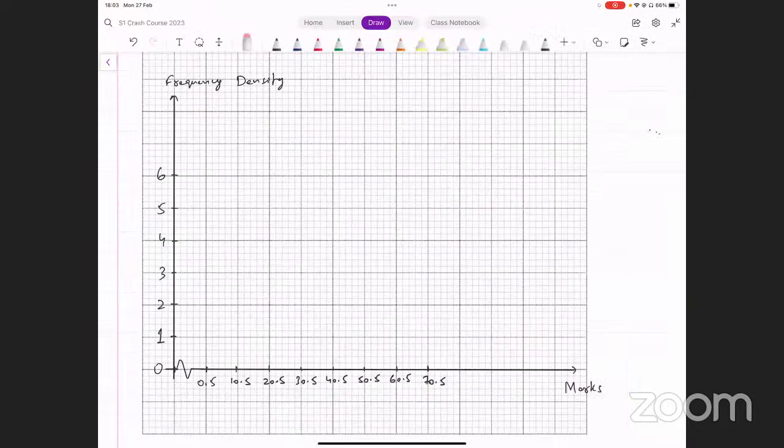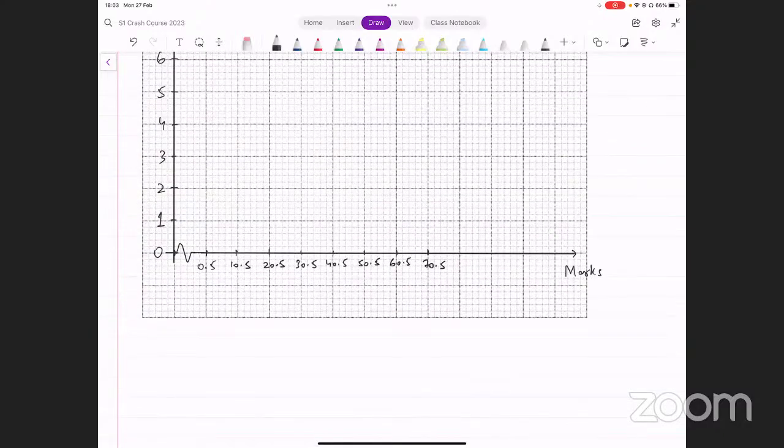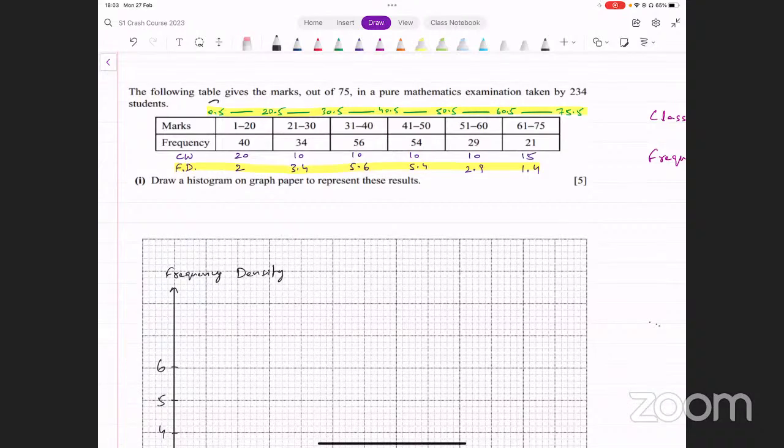All right, let's resume. So it's really important to label these axes properly. We've got marks here, frequency density here. And then on the horizontal axis, see what I've done? I've not started from 0, because if I started from 0, I would need to have 10 here, and then 20 here, and then 30 here, and 40 here. But the values that I have to plot are actually like this: 0.5, 20.5, 30.5.